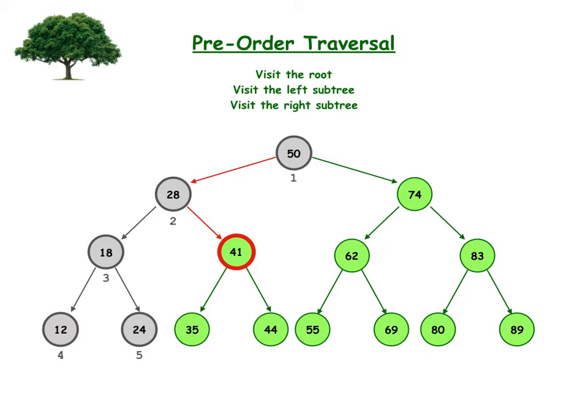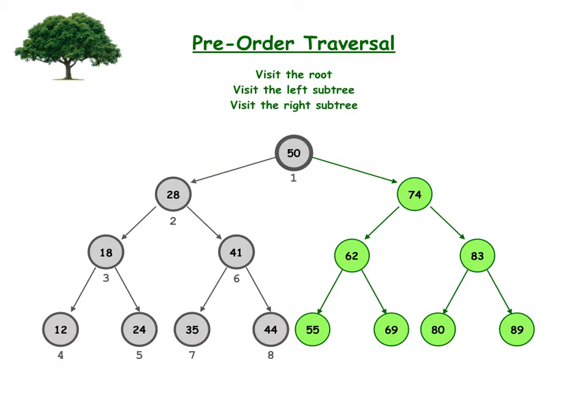We're at 28, we have visited 28, we have visited its left, so now it's time to visit its right. 41 is the root of its subtree, so 41 gets visited. Next, we visit 41's left subtree, which is 35. 35 gets visited. It has no children, so we come back up. Now we visit 41's right subtree, which is 44. 44 has no children, we come back up. The entire subtree at 41 has been visited, so we're done with that. We come back up. The entire subtree rooted at 28 has been visited, so we're done with that.